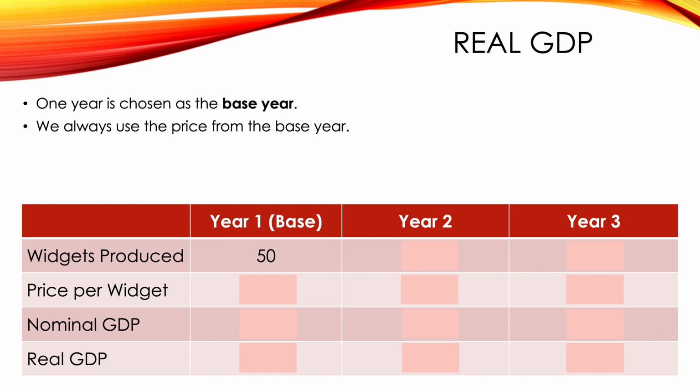Now, the trick of real GDP is that we always use the price from the base year. That way we don't have to worry about the price changing from year to year. We're using the same price each year. So let's go through this table and see if we can make some sense of it.